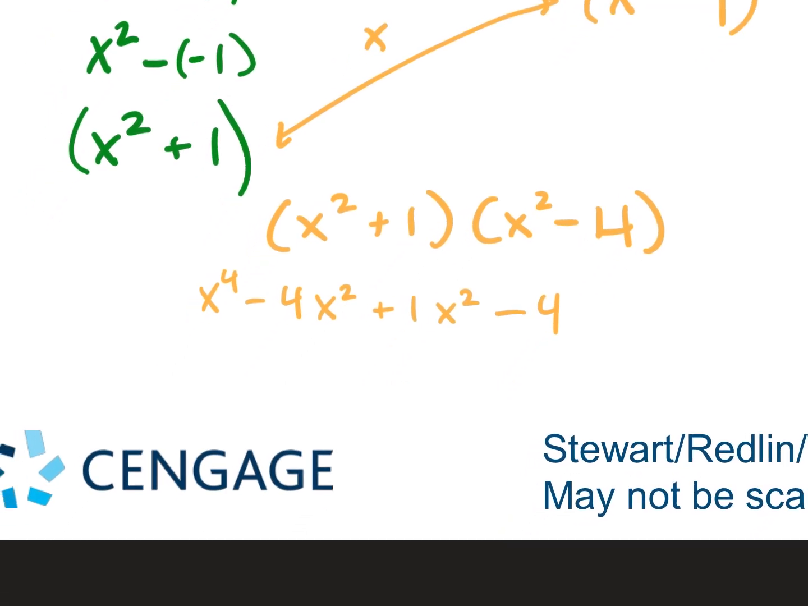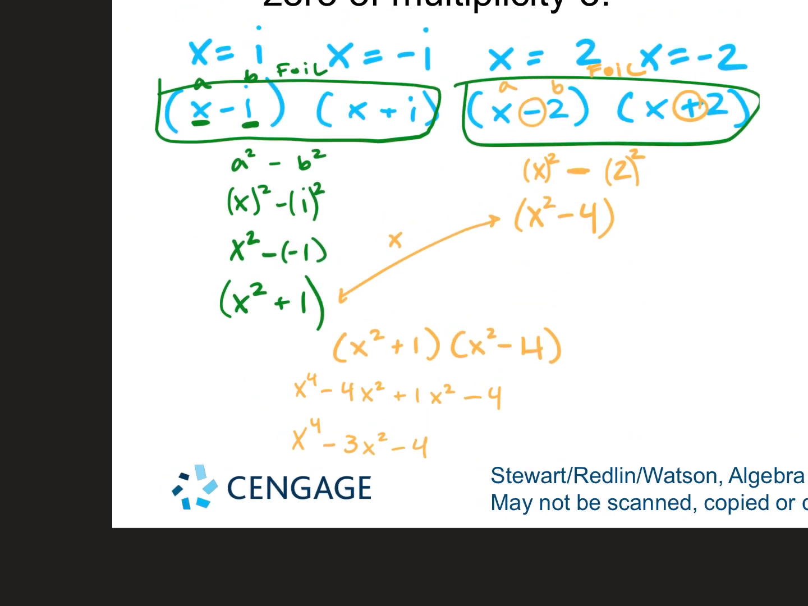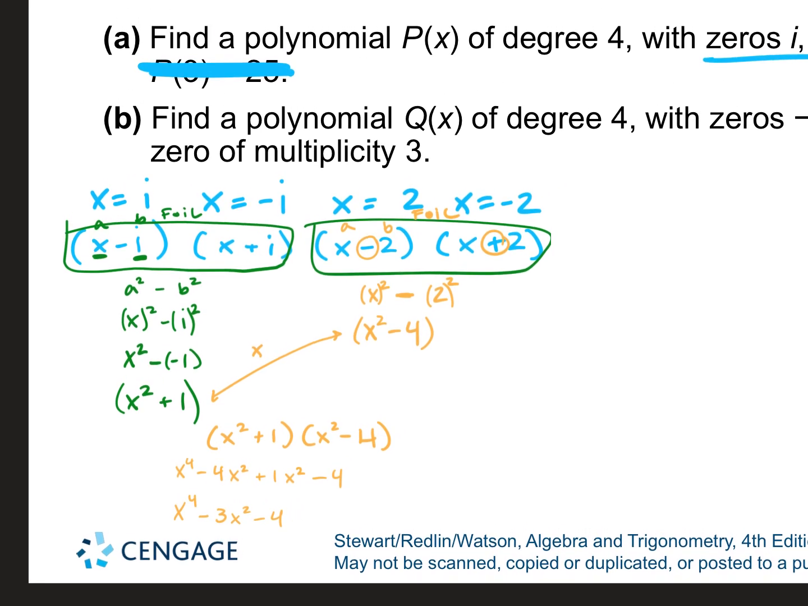What would we do next? Combine like terms. So we have x to the 4th power minus 3x squared minus 4. And then we can't forget to name our polynomial. It told us that this is p of x, so I'd just say p of x is equal to the polynomial.